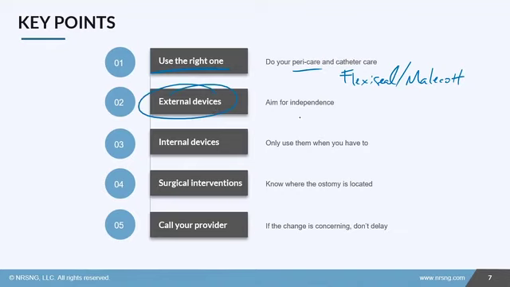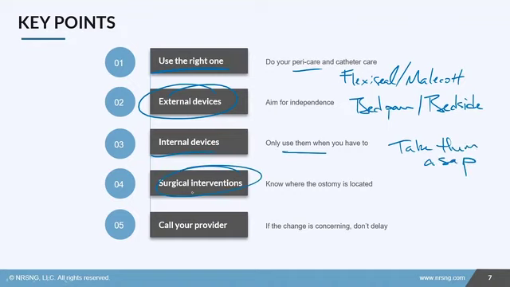External devices, again, try to get your patient to use a bedpan, or you want to use your bedside commode. You want to give them autonomy, give them privacy, give them dignity. All of these things promote positive patient outcomes. If your patient has to have an internal device, make sure you're using the right one and only use them when you have to. Take them out as soon as possible.